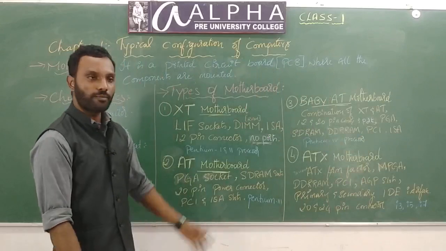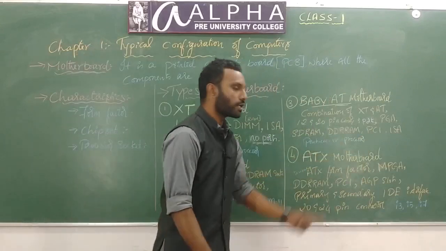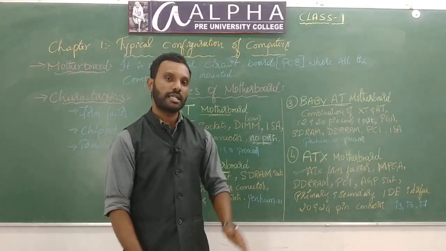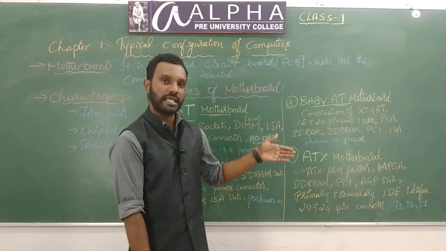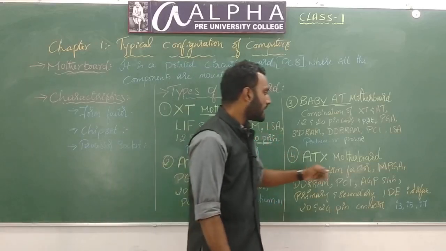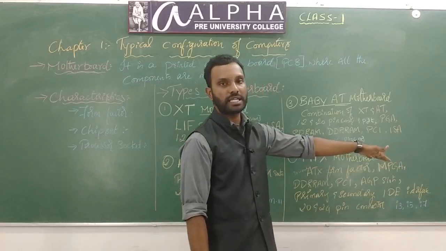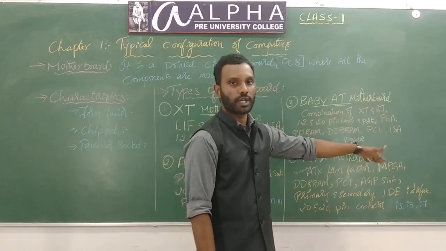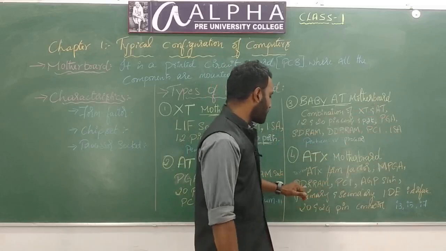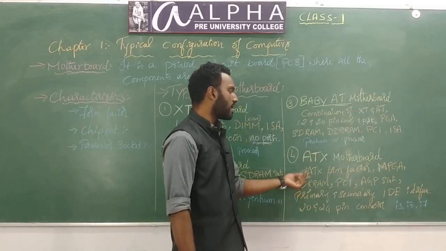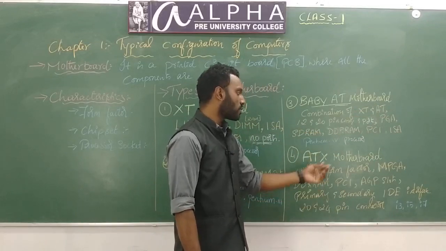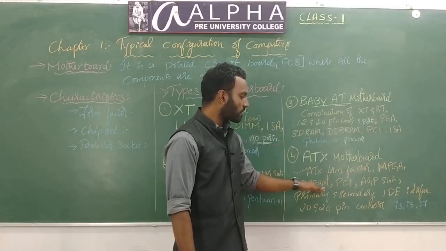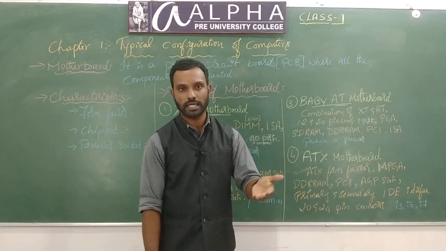And the last type of motherboard is the ATX motherboard. The ATX motherboard is the latest form of motherboard. It is designed by the ATX form factor, and it had MPGA, multi-pin grid array processor socket, and it has DDR RAM. DDR I already talked about, double data rate RAM. We shall know about this in further classes.